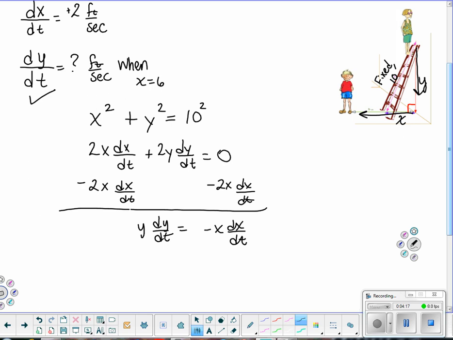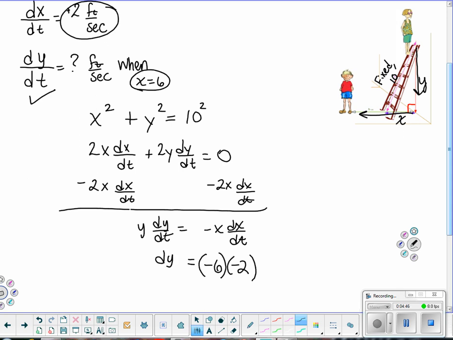And now we can substitute. I know dx dt was 2 feet per second. So I'm going to have negative x times negative 2. And when x is 6, we can also plug that in. Negative 6. That's going to be positive. I like the signs of that. And then y. Okay, so what should I plug in for y? I don't have a y.